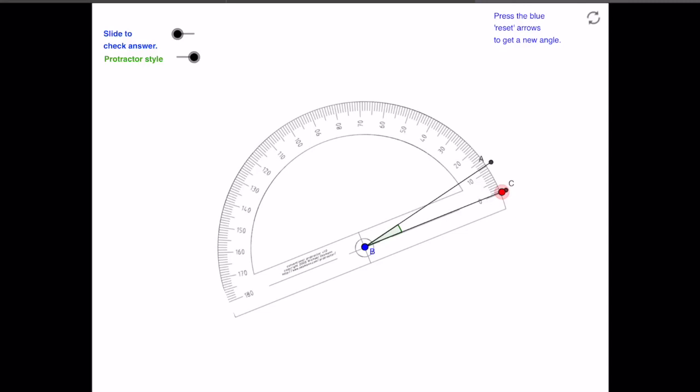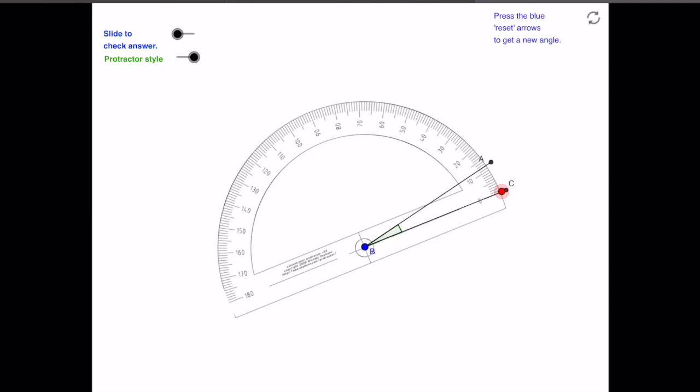Then we're going to measure and go counterclockwise. That means along the arc or the rainbow, if you want to say it that way. And we're going to go left. And if you count, you'll see each single line or hatch mark is going to be 1 degree. So as we count up, we're going to 10. I can see 5, 10.